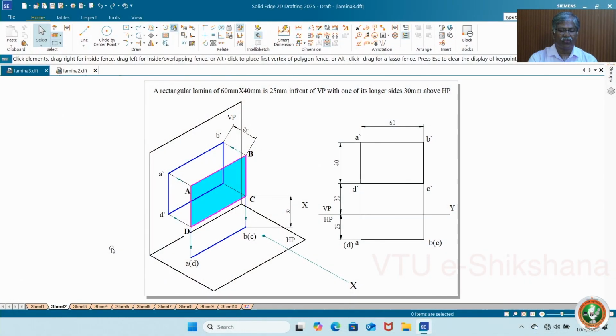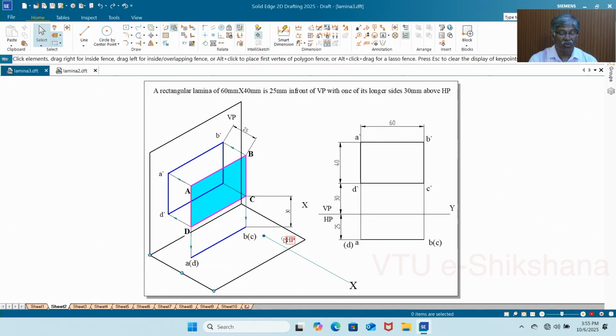So let me review the concepts which I have told you already. Let me take a simple problem on lamina in first quadrant. A 60 mm by 40 mm lamina is 25 mm in front of VP with one of its longer sides 30 mm above HP. So you can see the 3D model. Here the colored one always gives you the actual lamina ABCD capital, and then if you project on the VP you will get A dash, B dash, C dash, D dash, and this is the top view.